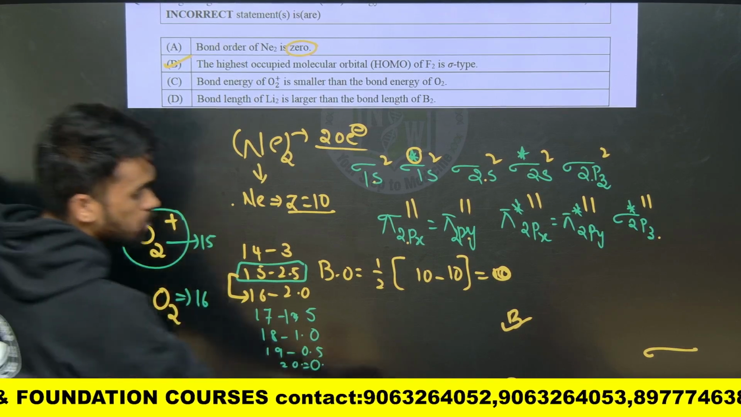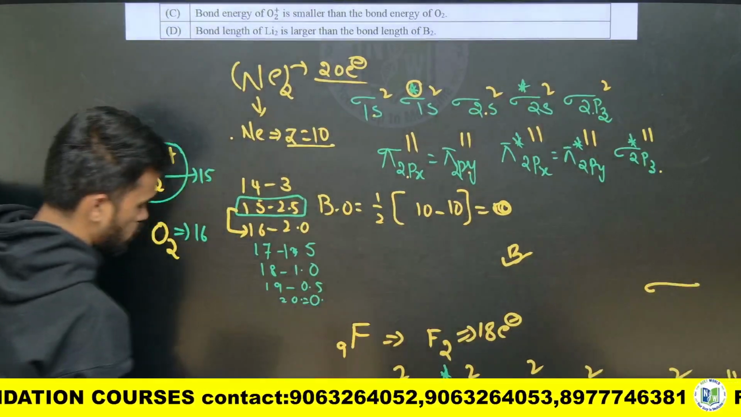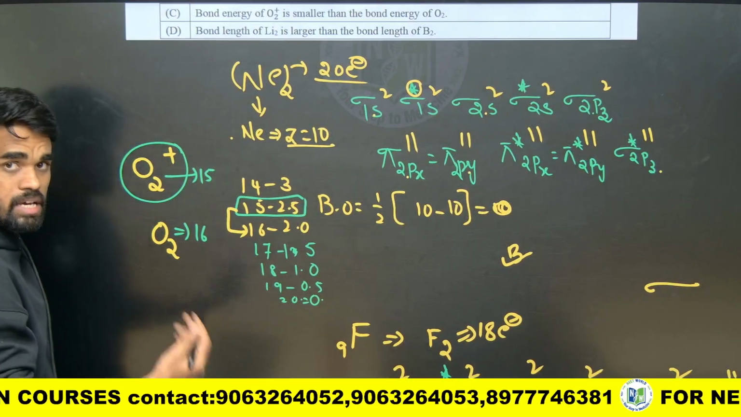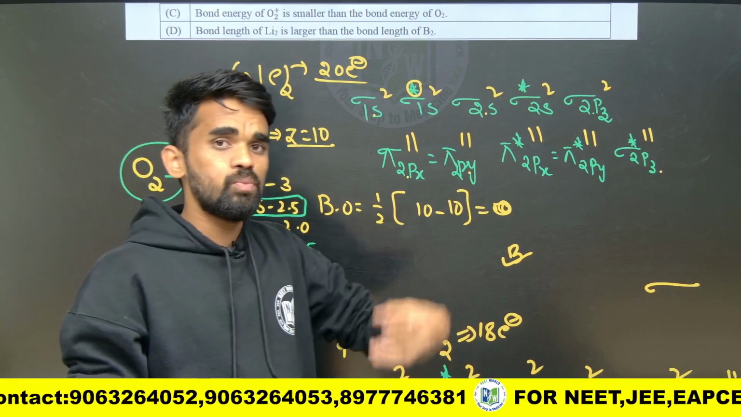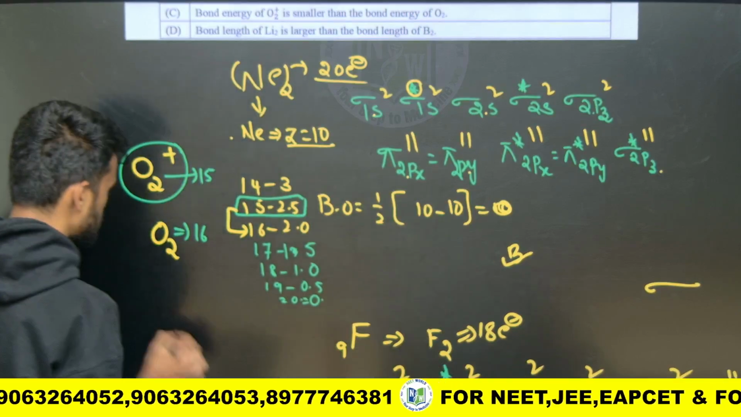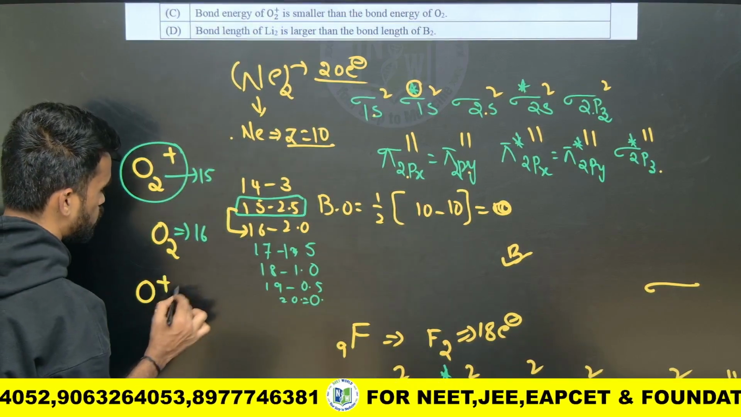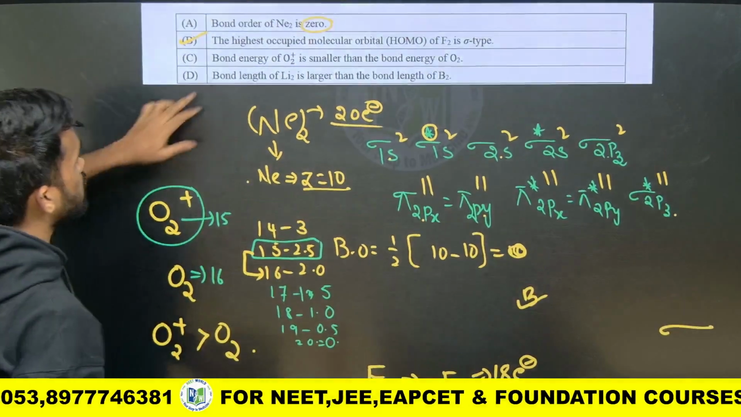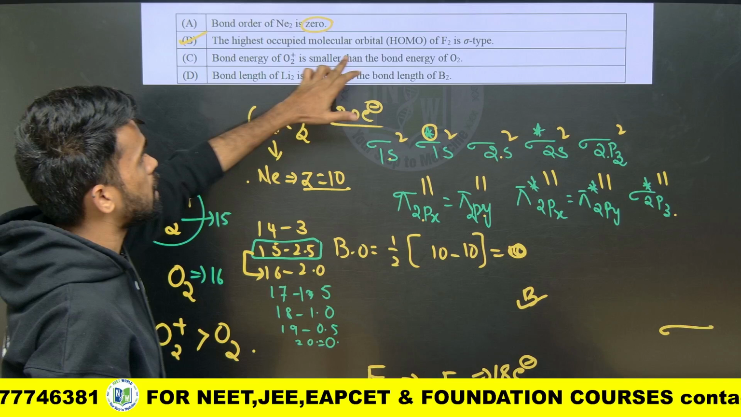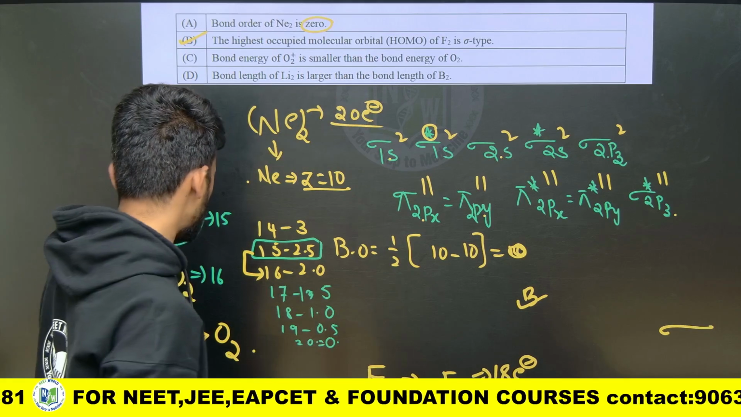So it means the more the bond order, the more is the bond energy also, because more bond order means more stability for that molecule, so more is its bond energy. So I can say bond energy is more for O2 plus than this O2. But what they mentioned, the bond energy of O2 plus is smaller than the bond energy of O2. No, that is incorrect.